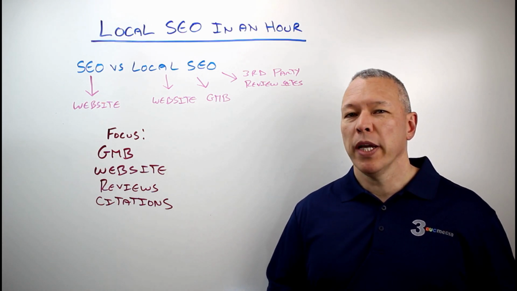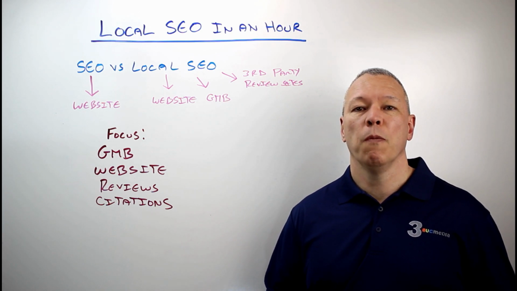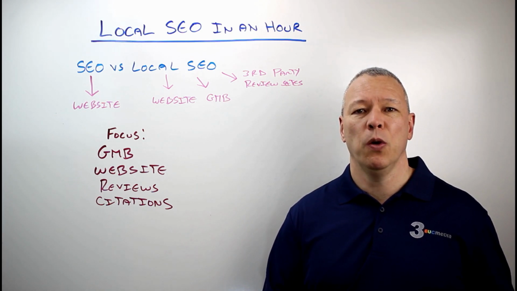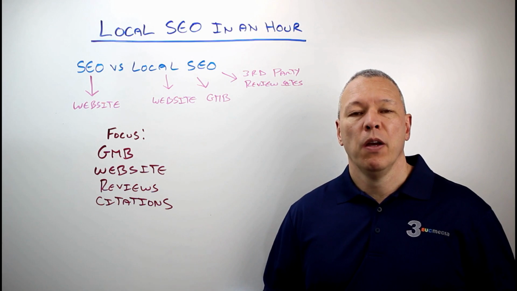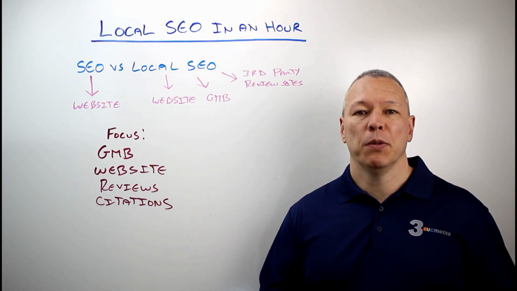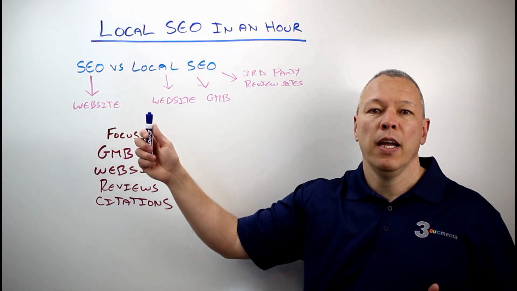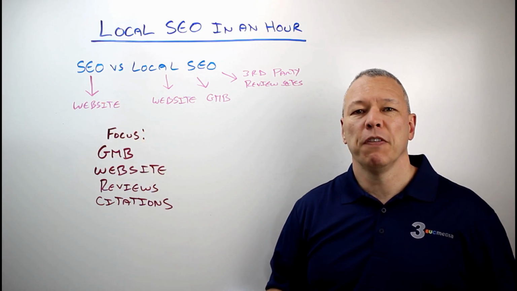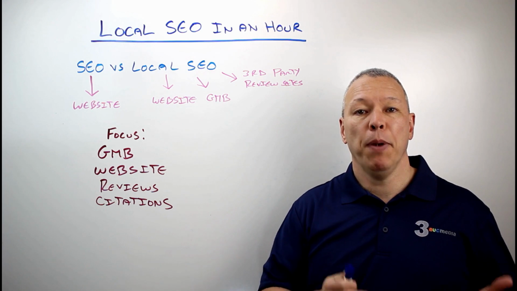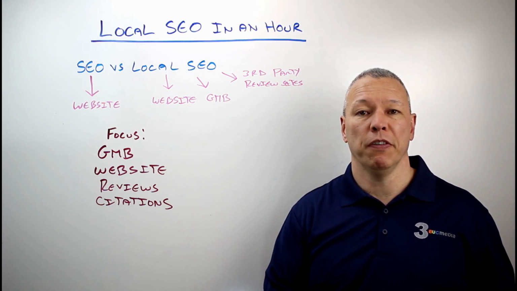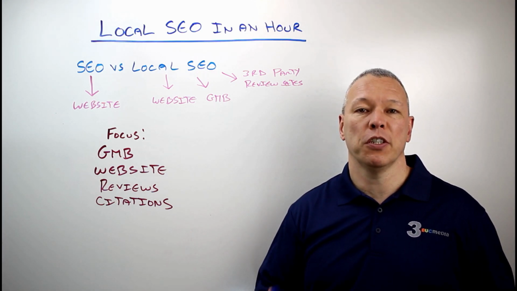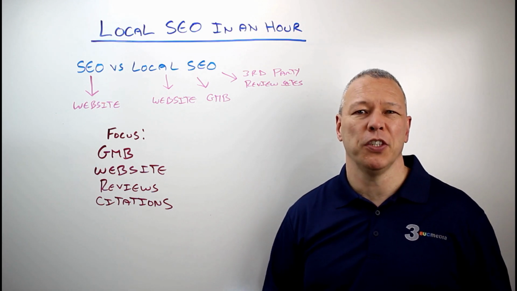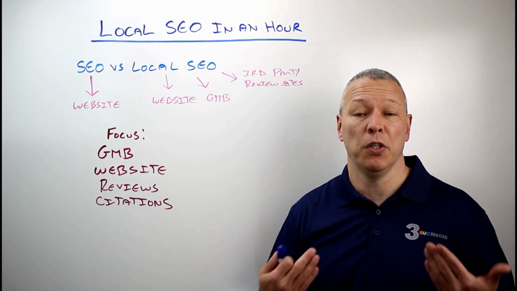Now, before we get started, let's just review what's the difference between SEO and local SEO. Well, traditional search engine optimization, SEO, is when you're trying to rank your website. More specifically, you're trying to rank a specific page on your website for a specific keyword. That's traditional SEO, and that's the type of SEO that most of us have come to know.